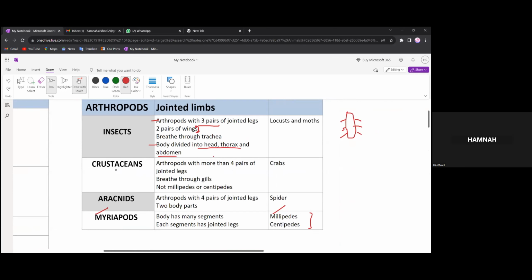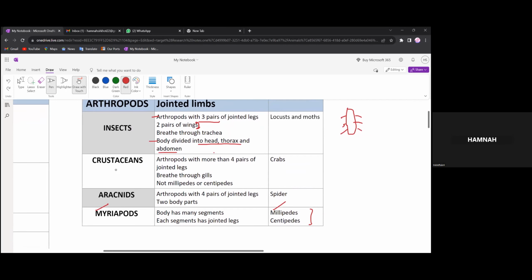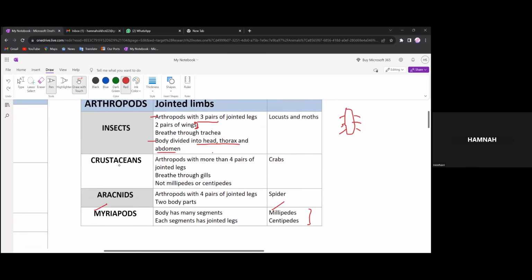Now, crustaceans, arachnids, and myriapods. Do you know how to differentiate between these, or do you confuse them? What are your thoughts on arthropods? Do you find arthropods easy? Yeah, arthropods are more easy. Okay. Now, can you explain crustaceans, arachnids, and myriapods? Are they as easy as mammals and reptiles? Yeah.